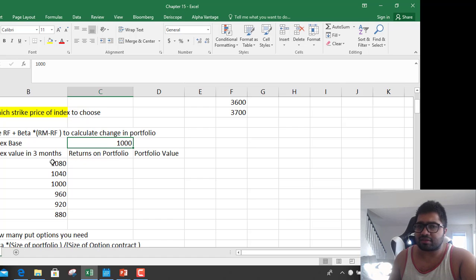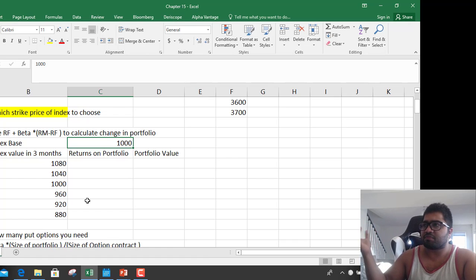The index values in 3 months are estimated, so it can be a wide range. It can go down to 880 or it can go up to 1080. Now we have to find out what would be the portfolio value if the index changes. If the market changes, index is market, what would be the portfolio value?